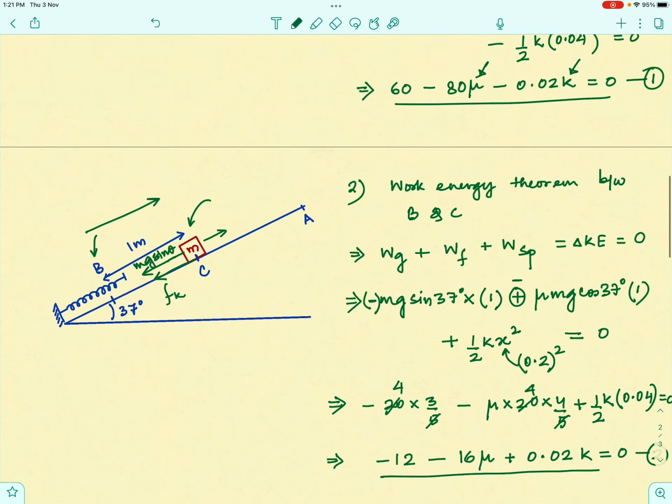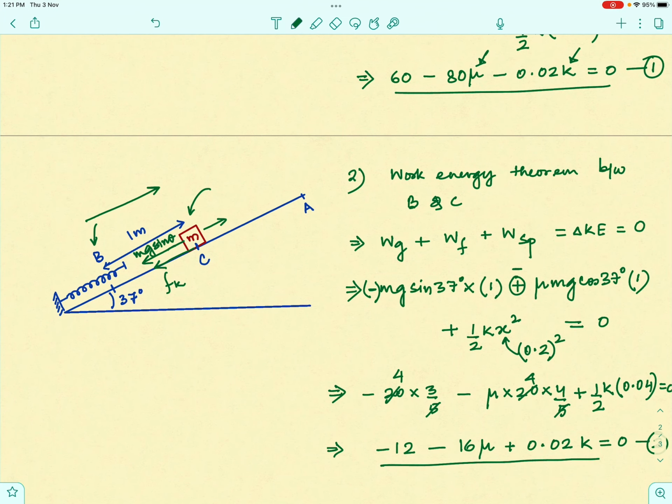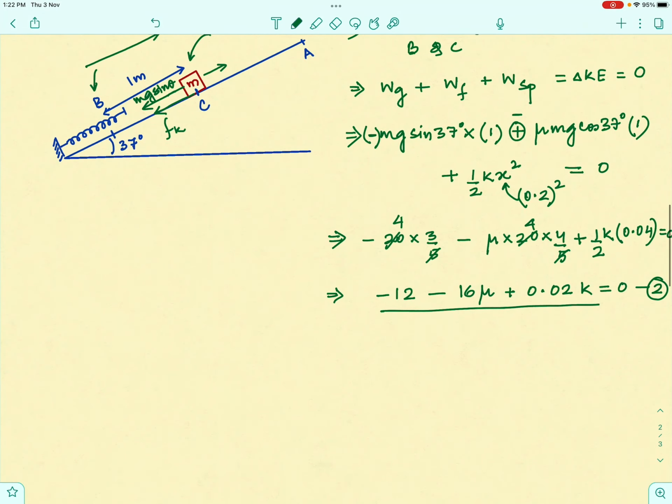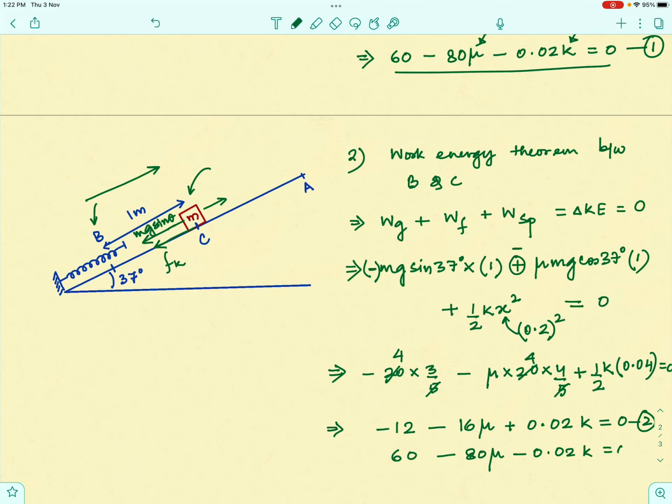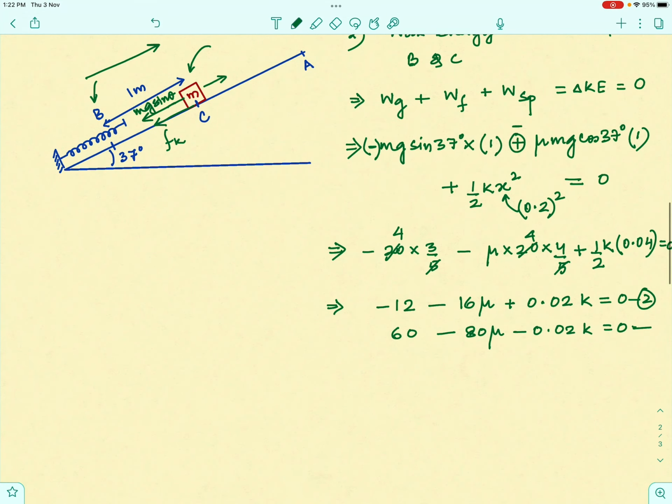Now if we just compare the two equations 1 and 2 that we have written, we see that the k term contains the same constant before it. So if I just write down the second equation once again down here, and now beneath it write the first equation, 60 minus 80 mu minus 0.02 k is equal to 0. This was our equation 1.